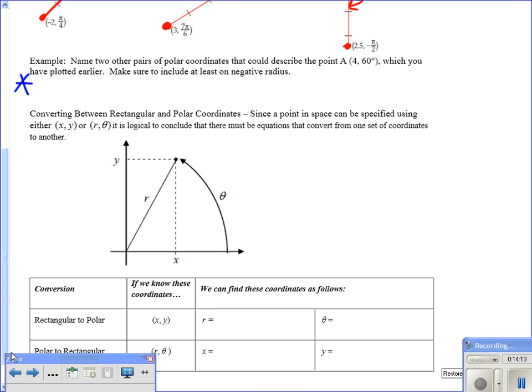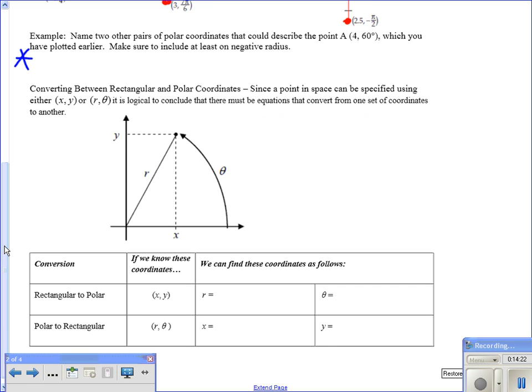Now we want to convert between rectangular and polar coordinates. Since a point in space can be specified using either x and y or r and theta, it's logical to conclude that there must be equations to convert from one set of coordinates to another. Now if we think about having x and y, then I can solve for theta by using tangent. If I know my x and y coordinates, I know that the tangent of theta is equal to y over x, opposite over adjacent. So theta would be equal to the tangent inverse of y over x.